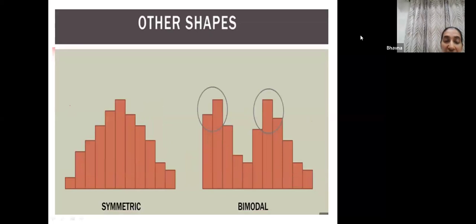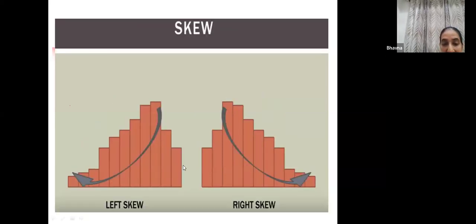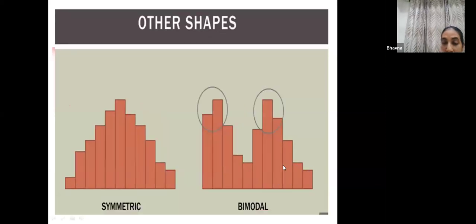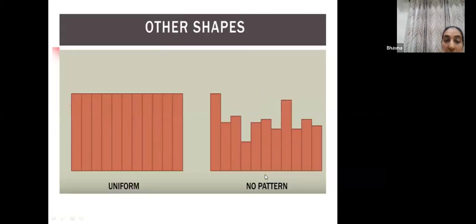What are other shapes? This is a typical histogram, which is normal distribution. Ideally, things should be like this, but mostly when you're talking about raw data and you're collecting data yourself, this kind of distribution is not seen in reality. What you see is either left skew or right skew or bimodal, like we saw with the observations of height initially in the first slide, or it could be uniform, or it could be no pattern. If there are too many bins, you will find no pattern.